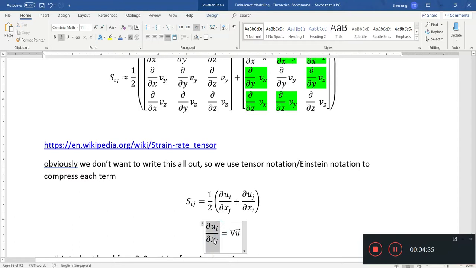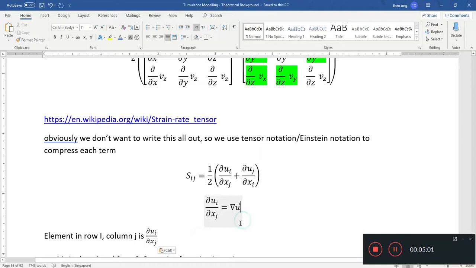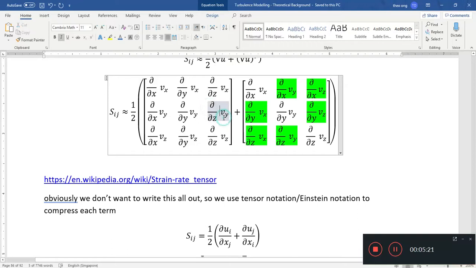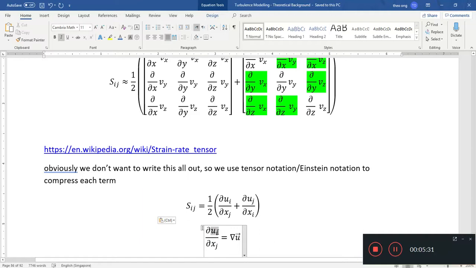So this actually represents the following. That means that the element in row i, column j is del ui del xj. That's how this works for this tensor. For example, let's say i equals 2, that is the second row, and j equals 3 means the third column. So u2, x3 will be present over here. Let's say i equals 3, j equals 3. Then the element there is del u3 del x3, which is the last one here.